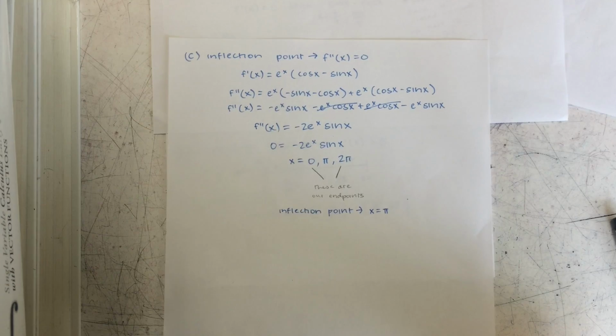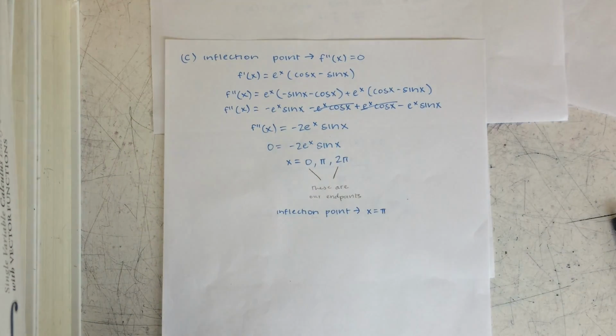Part C asks for the inflection points, so we're going to look at the second derivative at 0. So our first derivative, just reminding you, is e to the x times cosine x minus sine x. So the second derivative would be, use your product rule, e to the x times negative sine x minus cosine x plus e to the x times cosine x minus sine x.